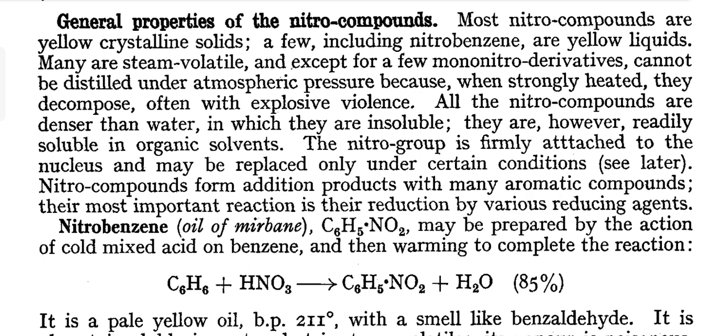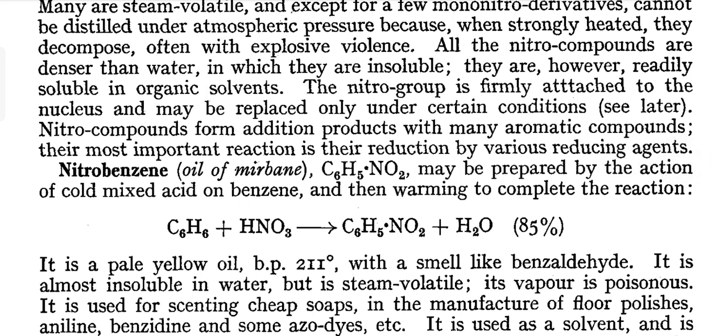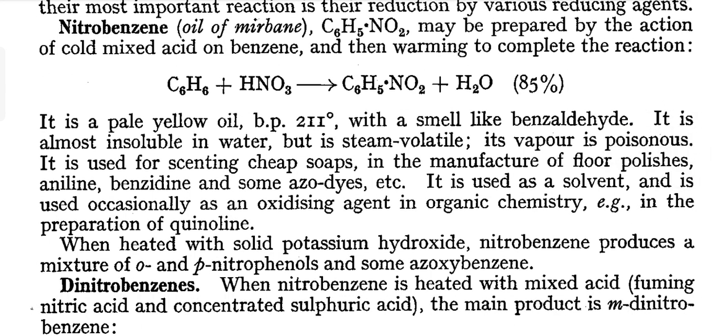The nitro group is firmly attached to the nucleus and may be replaced only under certain conditions. Nitro compounds form addition products with many aromatic compounds. Their most important reaction is their reduction by various reducing agents. Nitrobenzene, oil of mirbane, that is C6H5NO2, may be prepared by the action of cold mixed acid on benzene and then warming to complete the reaction. It is pale yellow, has boiling point 211 degrees Celsius with a smell like benzaldehyde. It is almost insoluble in water but is steam volatile.